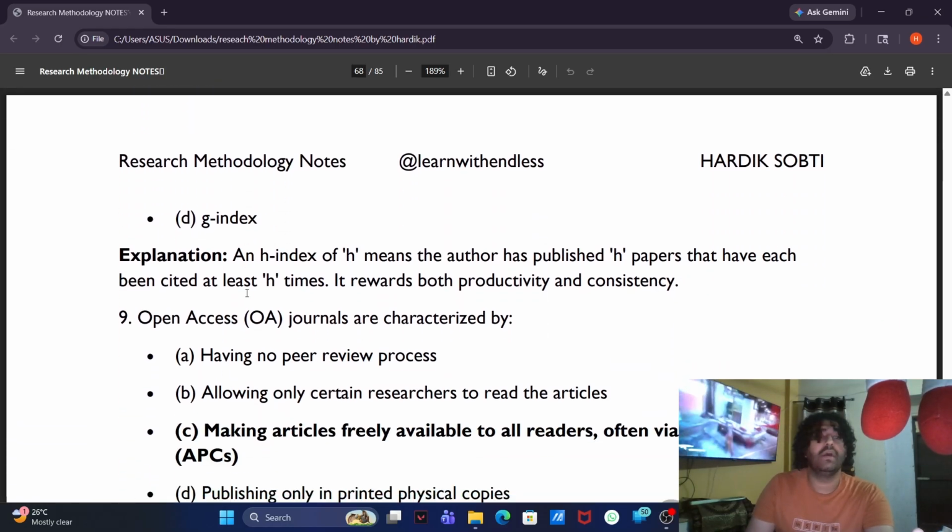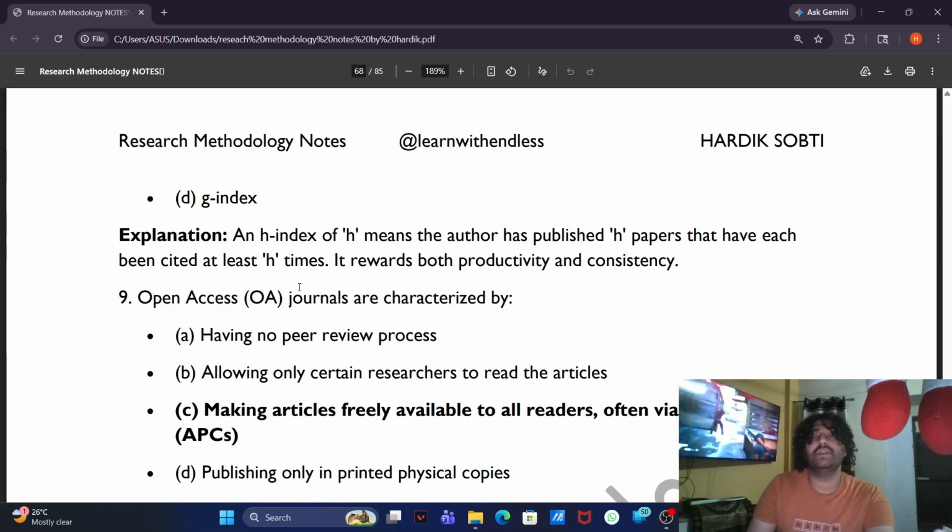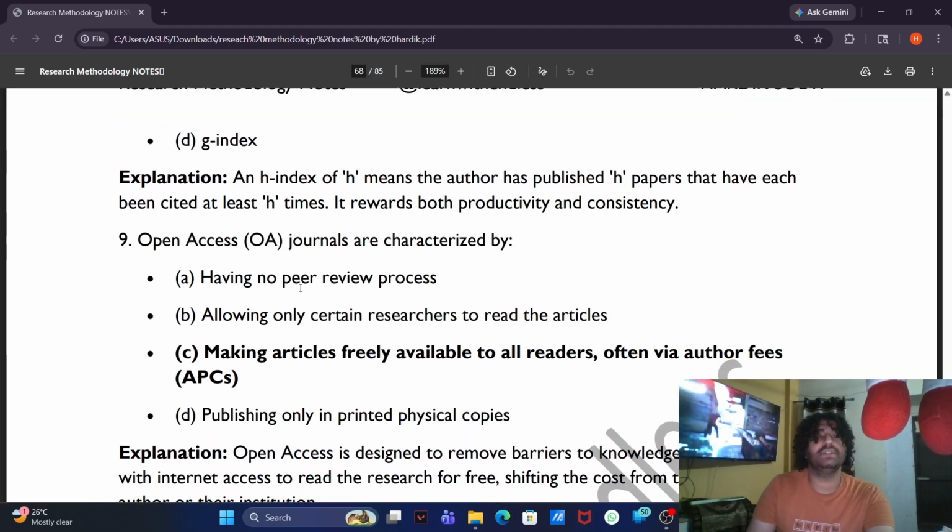The H index. Explanation. An H index of h means the author has published h number of papers and each have been cited at least h number of times. It rewards both productivity and consistency.